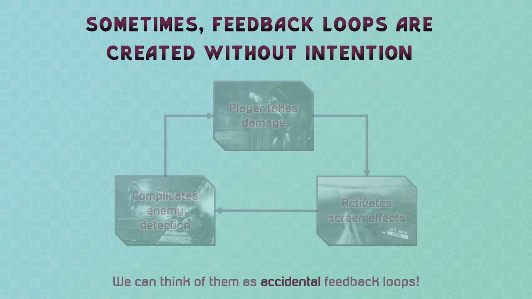Or think about a game where instead of activating a screen effect, we slow down time when the player is close to a death scenario. That would also then make it easier to see the enemies, watch their bullets, dodge them, and defeat the enemies. Alright, that's actually everything I wanted to share with you about feedback loops today.